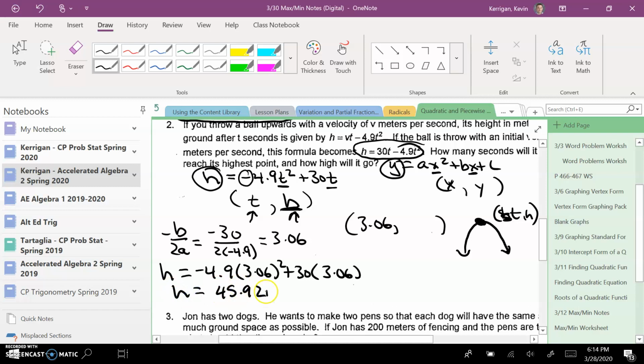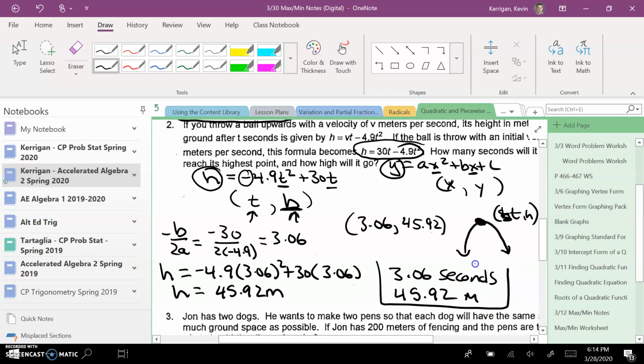when you do that. So the height would be roughly 45.92 meters. So to answer the questions, it took 3.06 seconds to reach its maximum height, and that maximum height was 45.9 meters high. Okay.